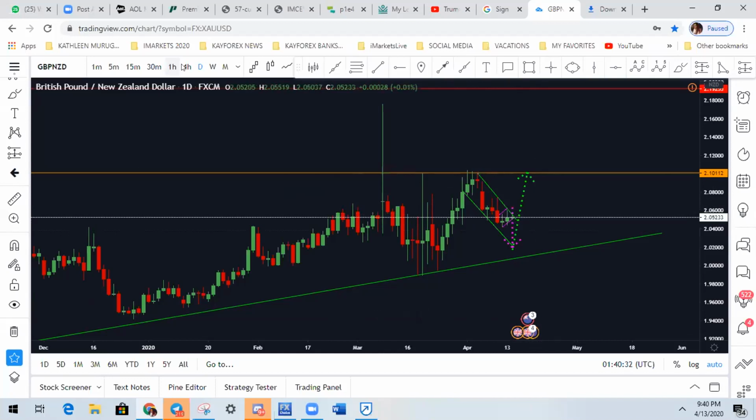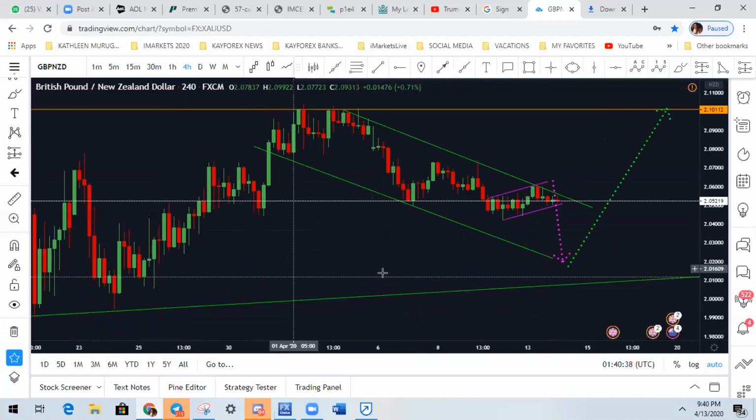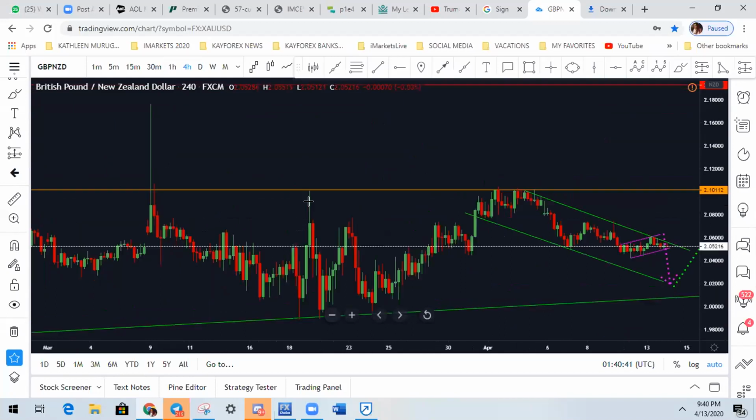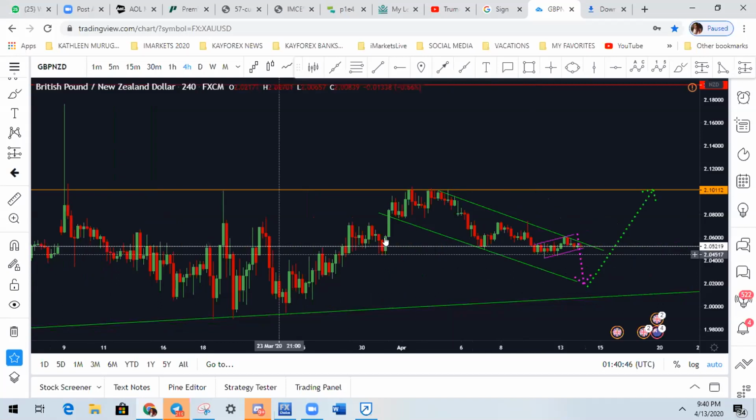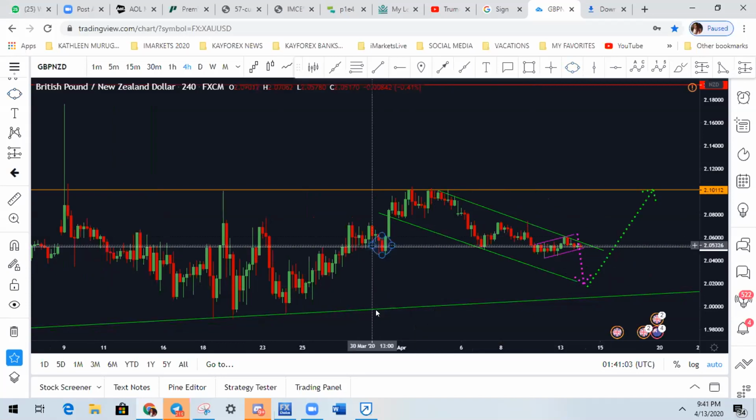And on the 4-hour, okay, so from where price is right now, the last time it was here, it shot right up. You can see this engulfing candle here. So you can see there's price action right there. So we expect that price is going to do something when it gets here.